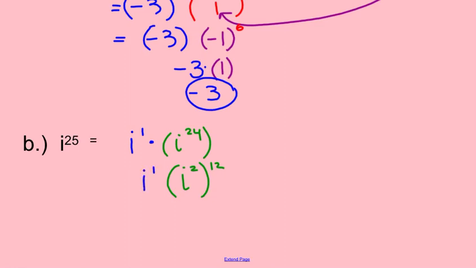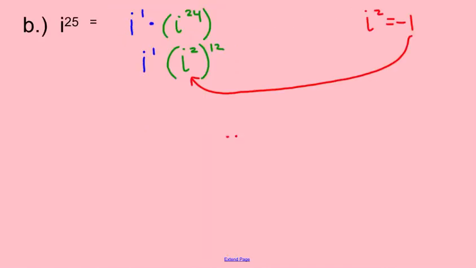Then I have i to the 1. Remember again, note, i squared equals -1. So I can replace this -1 in for i squared. So negative 1 replaces the i squared, and I still have it raised to the 12th, and then I have that i out in front.